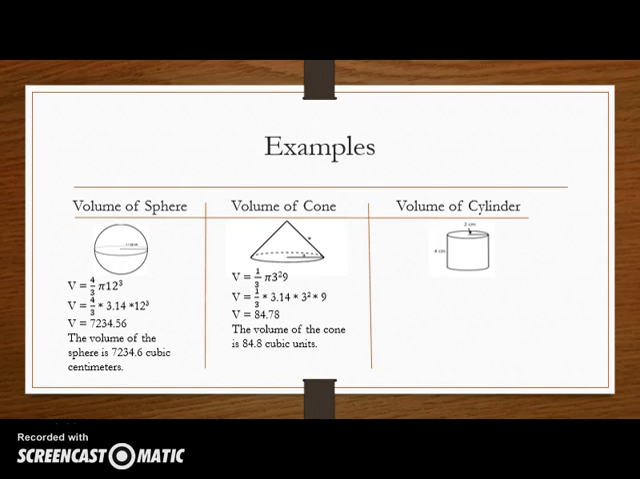Volume of a cylinder. V equals pi times 2 squared times 4. V equals 3.14 times 4 times 4. V equals 50.24. The volume of the cylinder is 50.2 cubic centimeters.